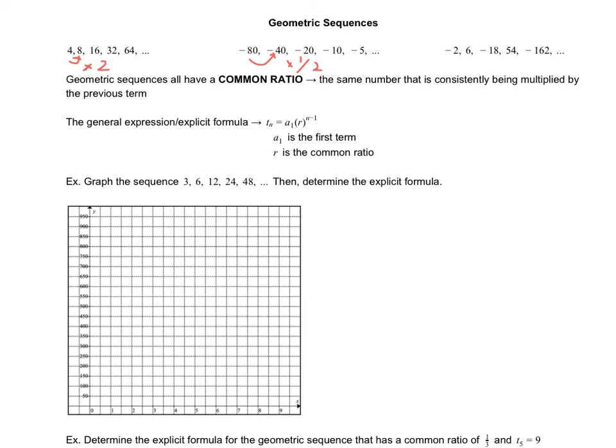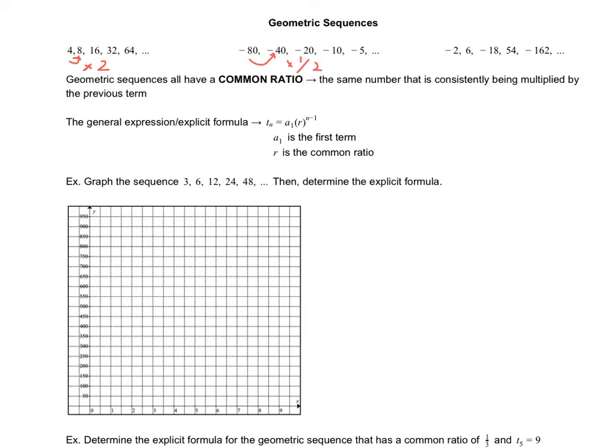And yes, you can also see it as, oh, I'm dividing by 2 each time. But instead of division, we should always turn it into multiplication. And dividing by a certain number is the same as multiplying by its reciprocal. So instead of dividing by 2 over 1, you're multiplying by 1 over 2.